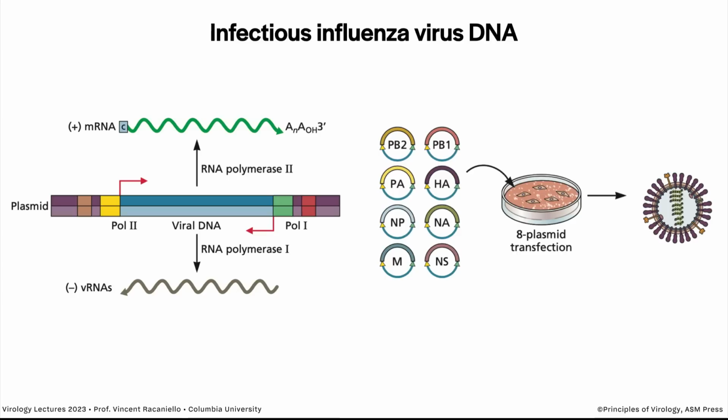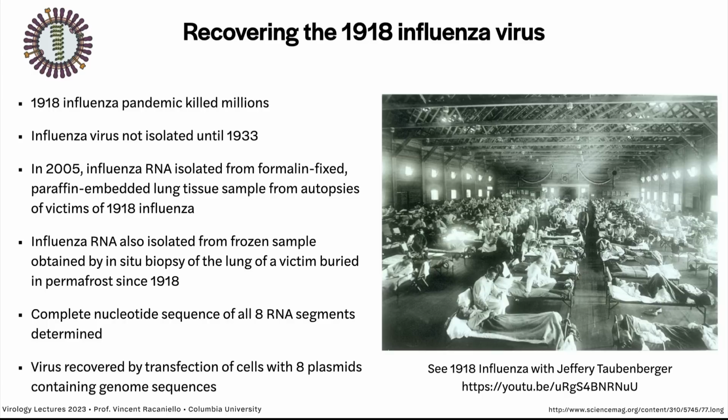So if you want to make influenza virus, you take 8 plasmids, each encoding one of the segments, you put them in cells, all 8 together, and out comes influenza virus. It's very cool. So you can manipulate influenza virus in whatever way that you wish. So this is interesting technology. It was used quite a few years ago to recover the 1918 influenza virus.